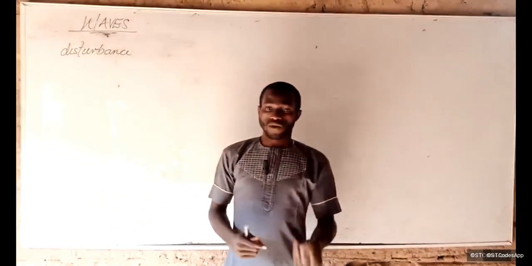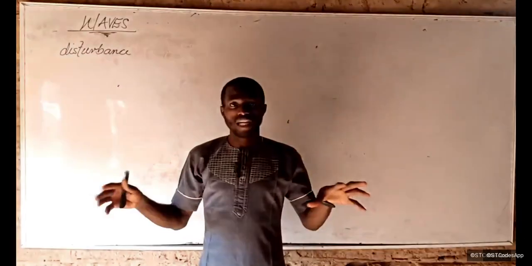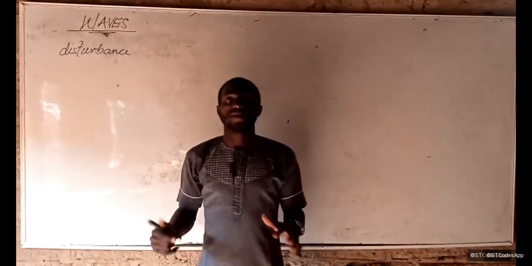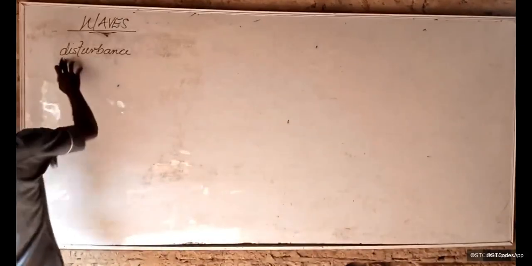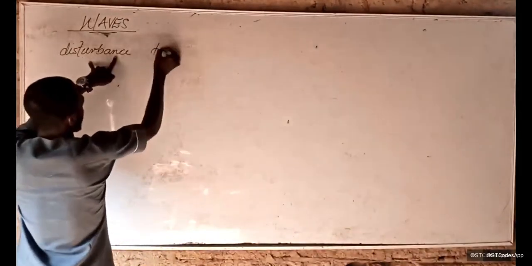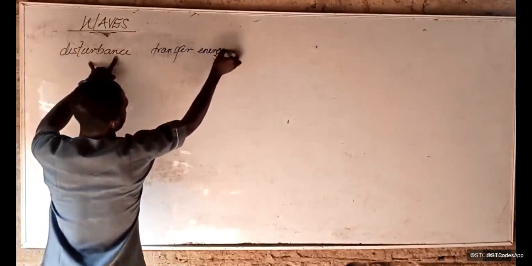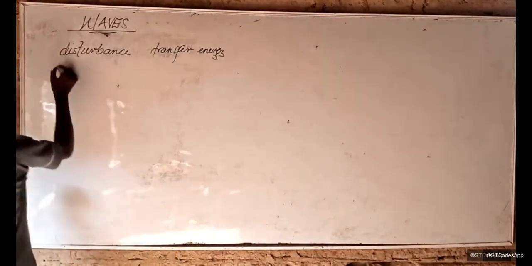Now, what are the classifications of waves? We have two broad classifications of wave. We have a progressive wave and we have a wave that is stationary. So let's talk about the classification. We said it is a disturbance that transfers energy, so let's just put that there. It transfers energy from one point to another without apparent displacement of the material. All right.